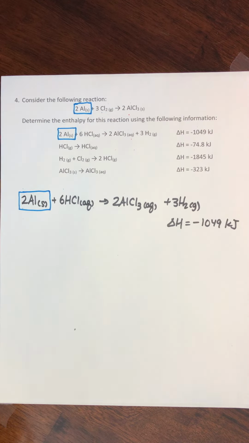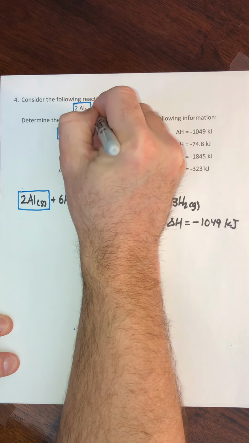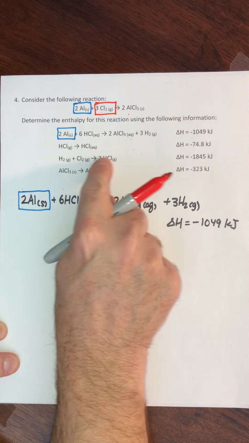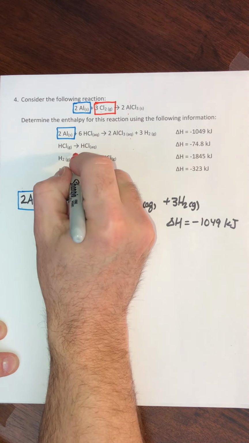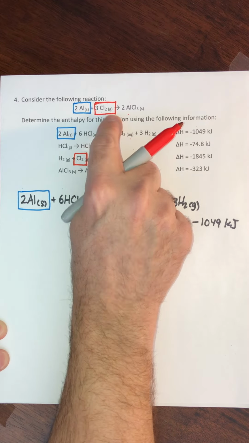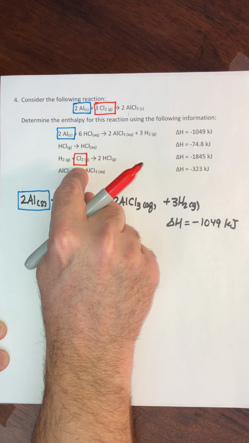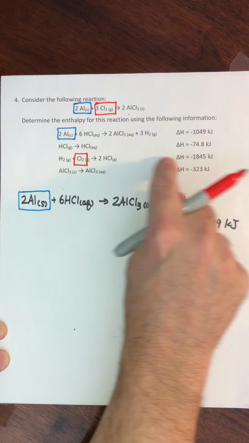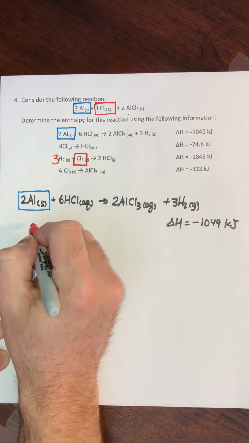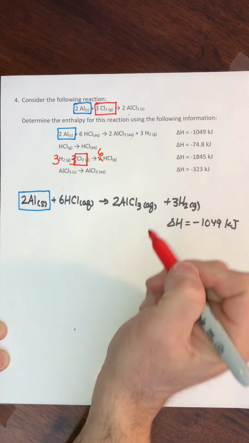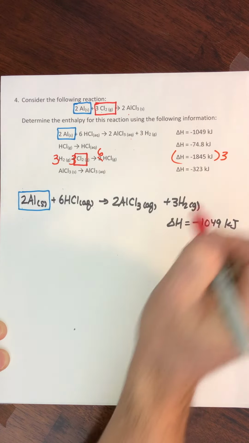Okay, second chemical in my target equation. 3 Cl2 gases. So if I look through my equations, I'm looking for Cl2 gases. There's my Cl2 gas. I need it to be a reactant, and it is a reactant. That's good. I need 3 of them, but I only have 1. So I'm going to multiply everything here by 3. 3 H2s, 3 Cl2s, 6 HCls, times it by 3, and 3 times the enthalpy change.